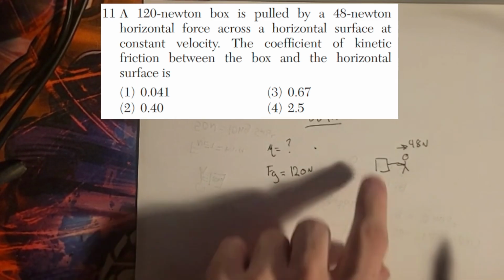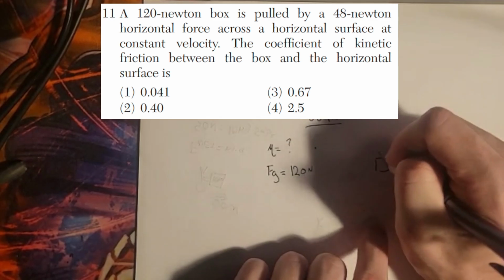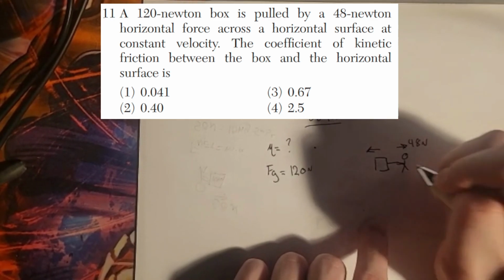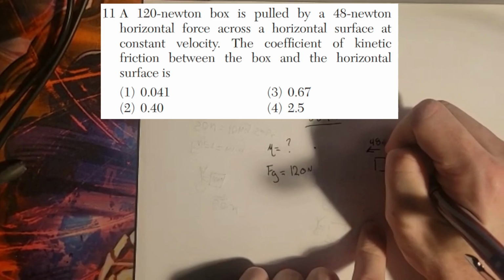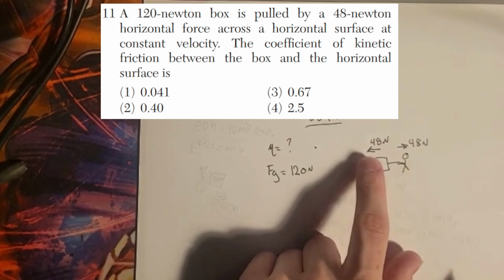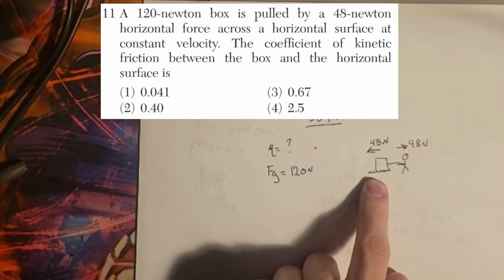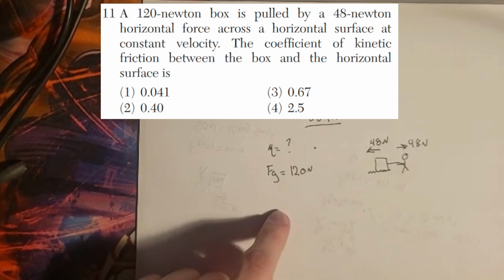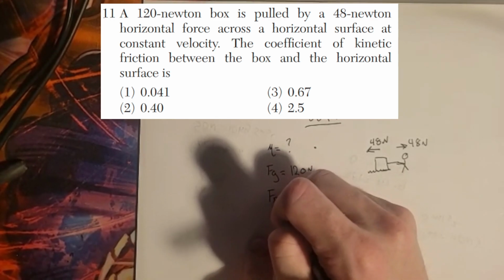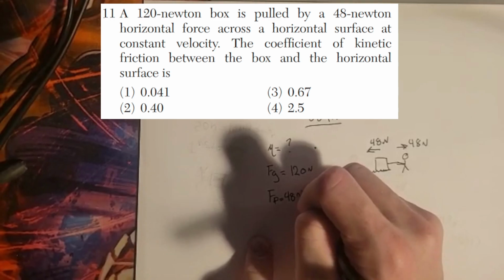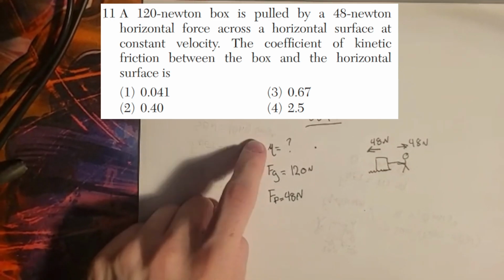So right here, I'm pulling with 48 newtons. In order for me to be at constant velocity, I need to be in equilibrium, and there needs to be 48 newtons going against me. That 48 newtons is going to be coming from the friction between the object and the ground below it. So what we could say is that my friction is 48 newtons. And then I want to find mu.